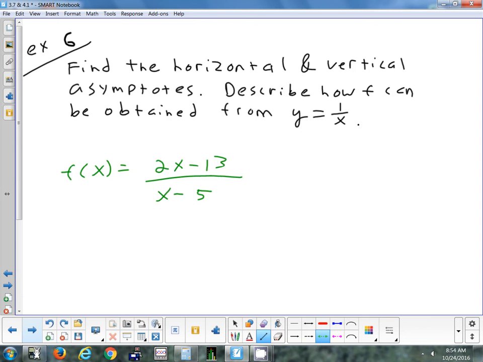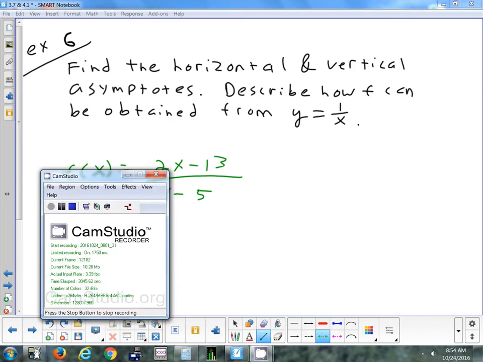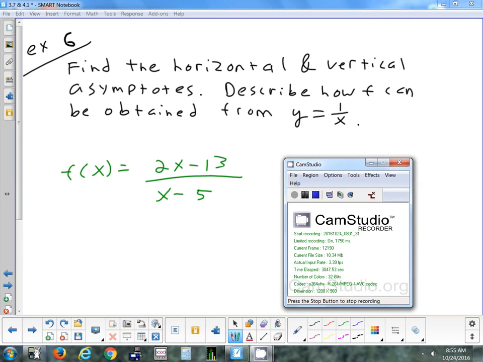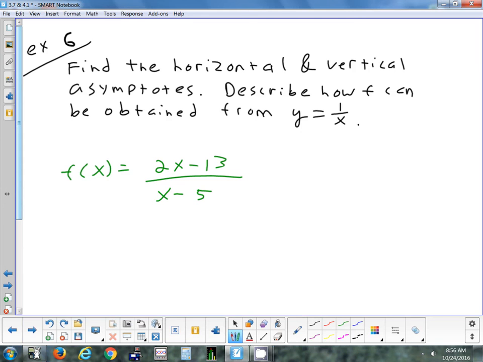And how many times does x go into 2x? Or what does that leave me with? Yep, 2. Multiply back out. 2 times x. What's 2 times negative 5? Negative 10. And subtract. What's negative 13 minus 10? Let's see. Yep, it's going to leave me with, well, careful, not 3. Negative 3.